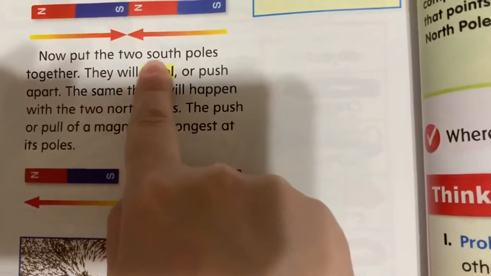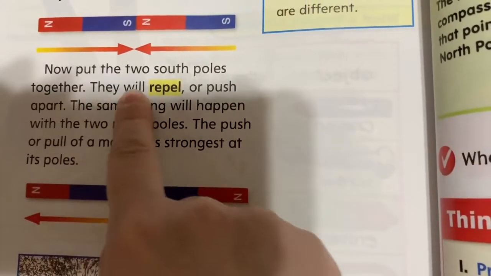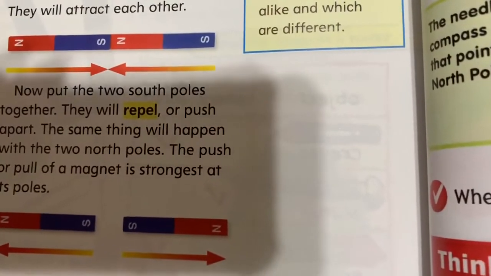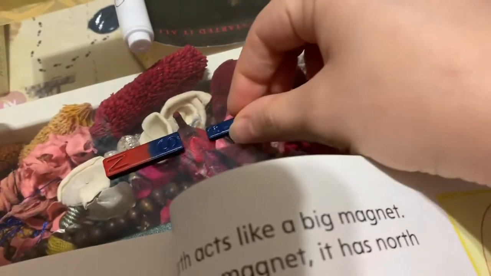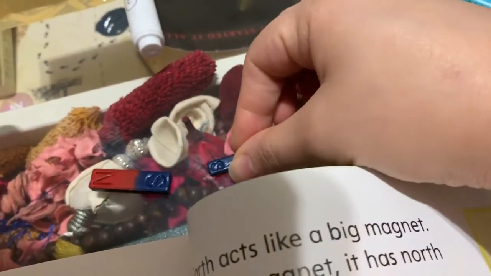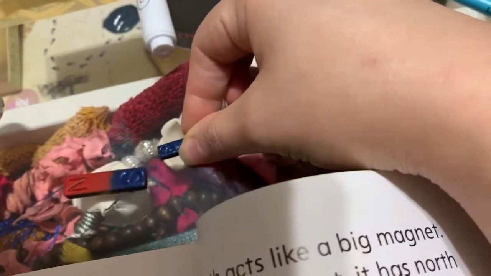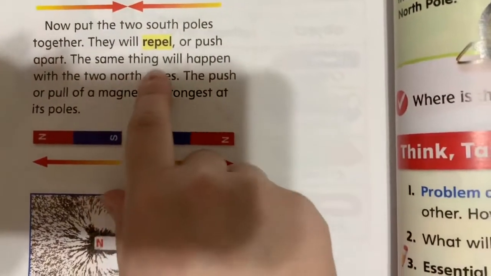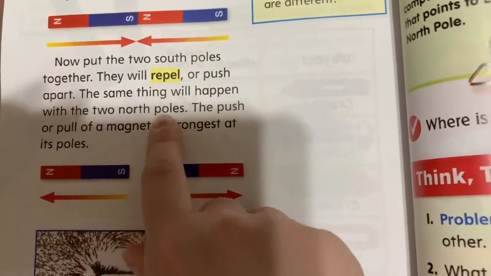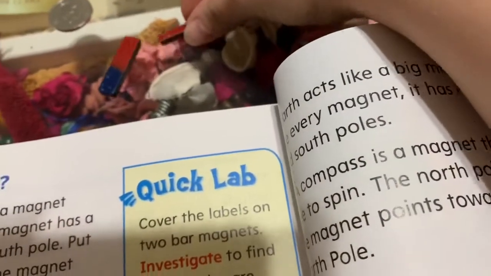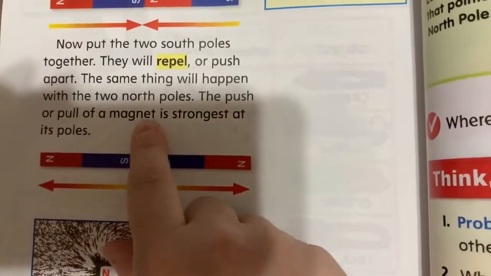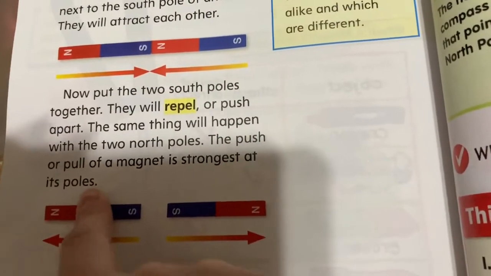Now put the 2 south poles together. They will repel. I have here the south pole of the first one and oh, they are repelling. You see how they're moving away, actually. The same thing will happen with the 2 north poles as well. You see how also they're repelling? The push or pull of a magnet is strongest at its poles.